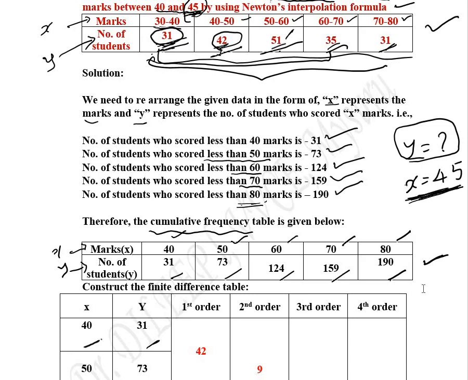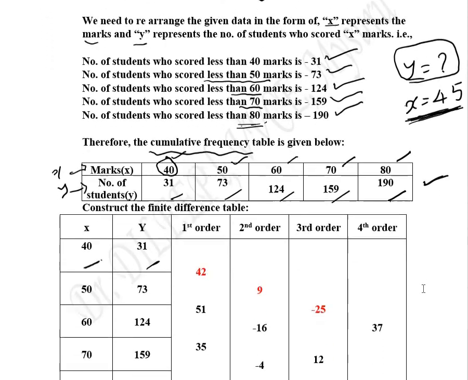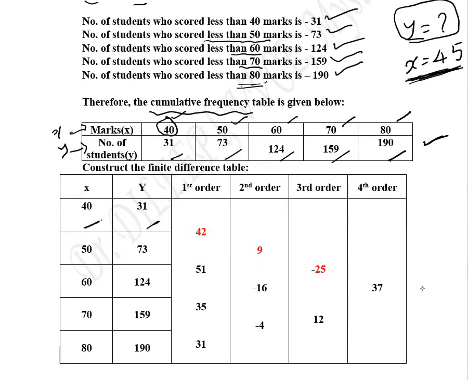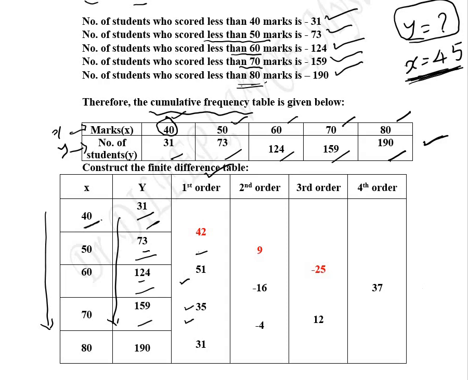Observe, this X is nearer to X naught. So which formula is the suitable one? Newton's forward interpolation. For that, we need to construct the table. As usual, first the X value, next the Y value, and then the first order forward difference, that is 73 minus 31 gives 42, 124 minus 73 gives 51, 159 minus 124 gives 35, 190 minus 159 gives 31. So this completes the first order.